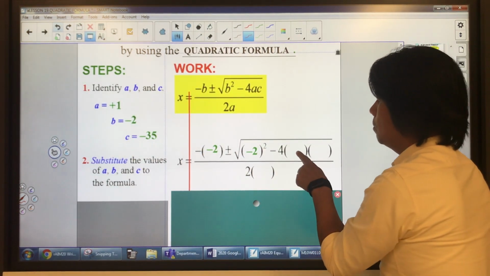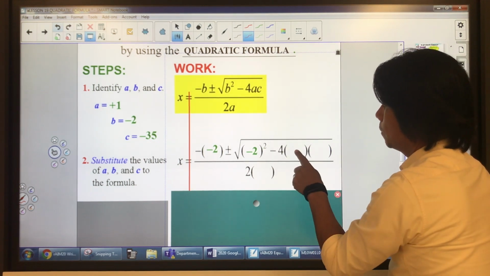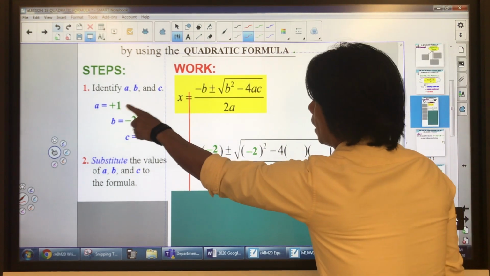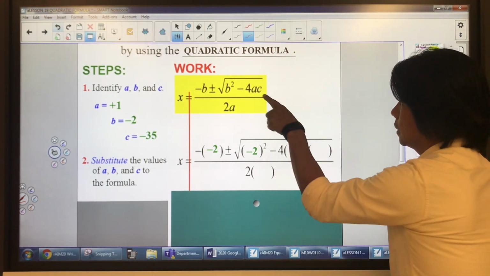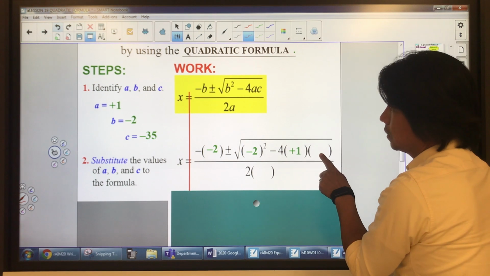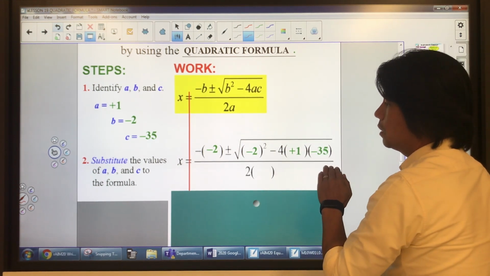Now, how about here? It says negative 4a. So, what's the value of a? Positive 1. It's right there. Now, this is times c. C is negative 35. All over, okay?